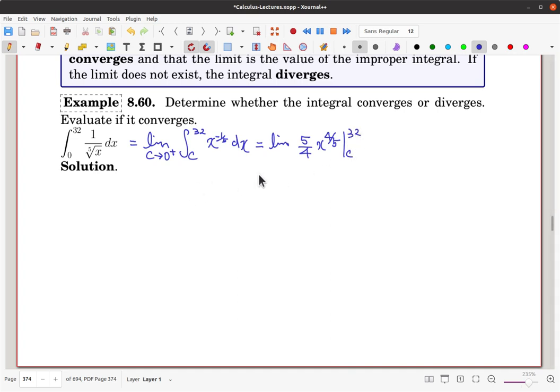So that is the same limit, and then 5 over 4. And here, when x is 32, that is 16, and minus C to the 4 over 5. Right? Now, once C is approaching 0, then that term is approaching 0, so that the value is now becoming this product, which is the same as 20, right? So it is convergent and the limit is 20. That's the final answer.